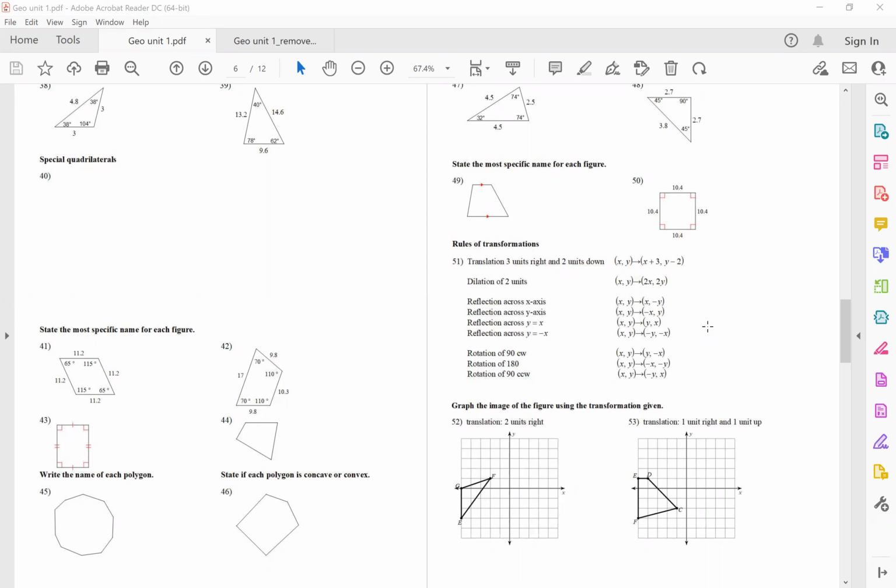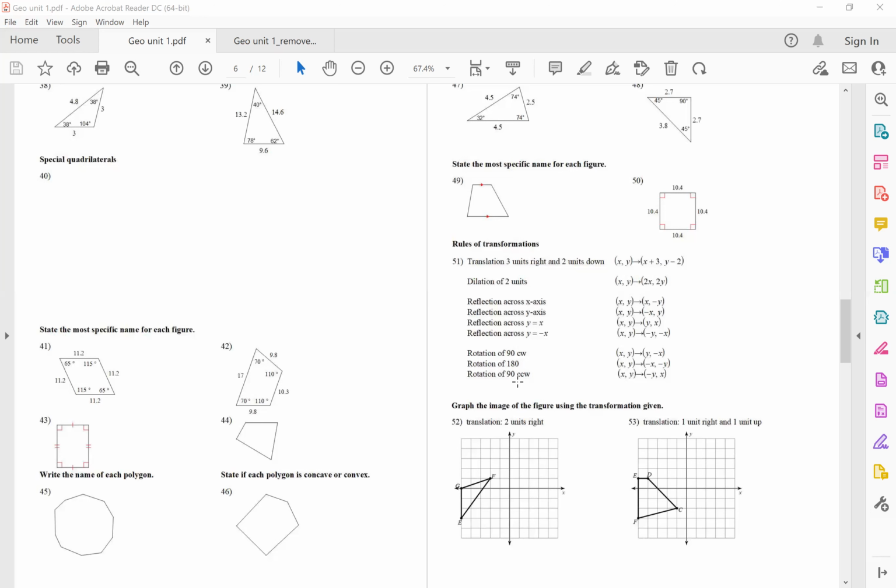Now we're going to be looking at rotation. We're going to read this as rotation of 90 clockwise. I see rotation of 180, and we're going to see this as 90 counterclockwise. Notice how in my notes, the CW says clockwise, CCW is counterclockwise. All right, so what does rotation mean?